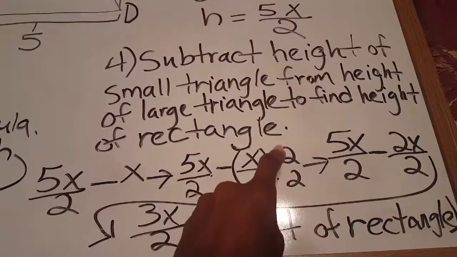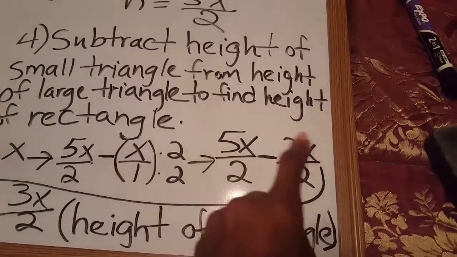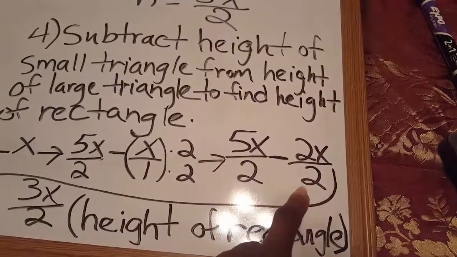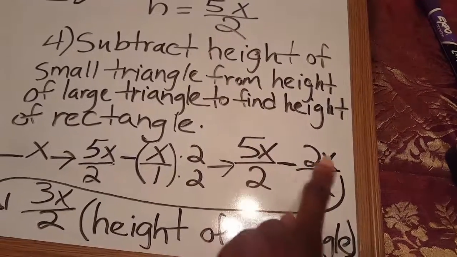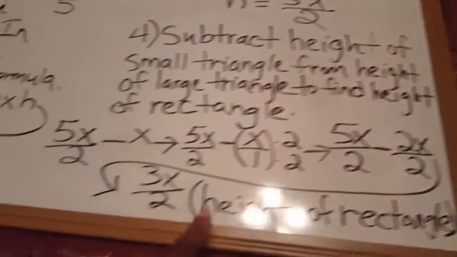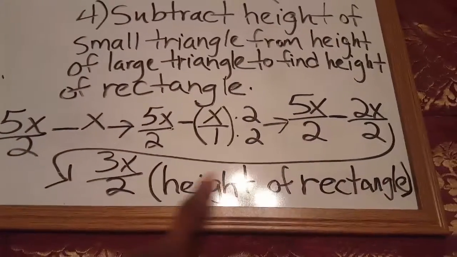So I multiply by 2 at the numerator, 2 at the denominator. And over here on the side, I got 2x over 2. So now, because the denominators are the same, I can actually subtract the top portions, the numerators. And when I do that, I get 3x over 2, and that is the height of the rectangle.